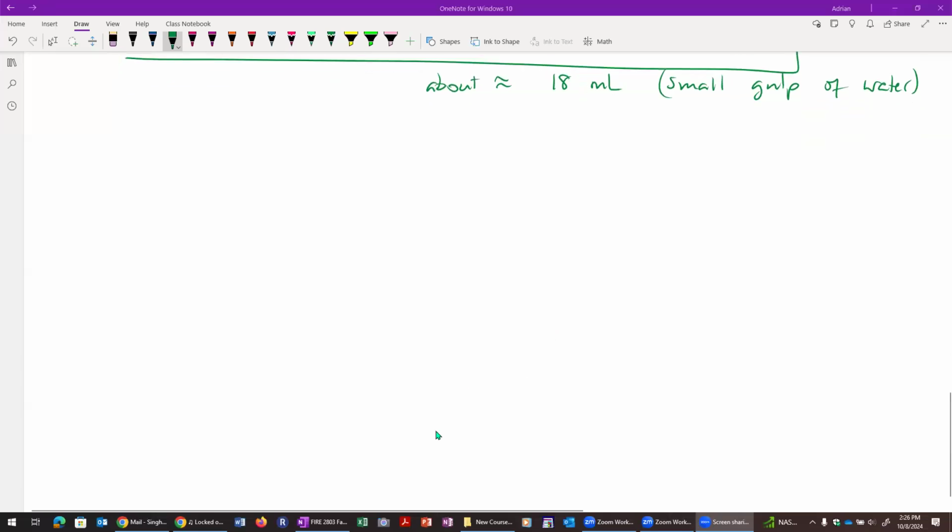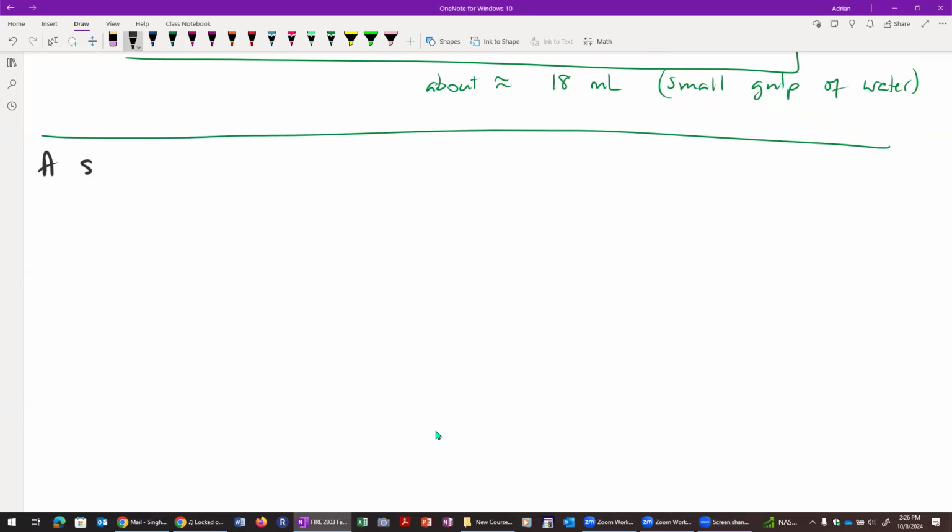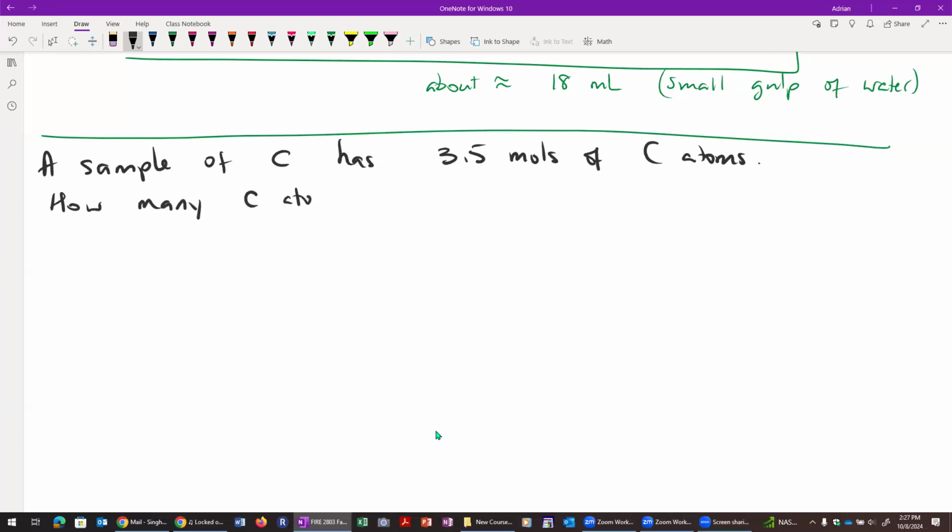Okay, so let's take a look at how we can incorporate a couple of these things in some calculations. Let's say that we had a sample of carbon again. A sample of carbon contains 3.5 moles of carbon atoms. How many carbon atoms are there in that sample? Here we're given moles of C. We want to convert that to number of carbon atoms.